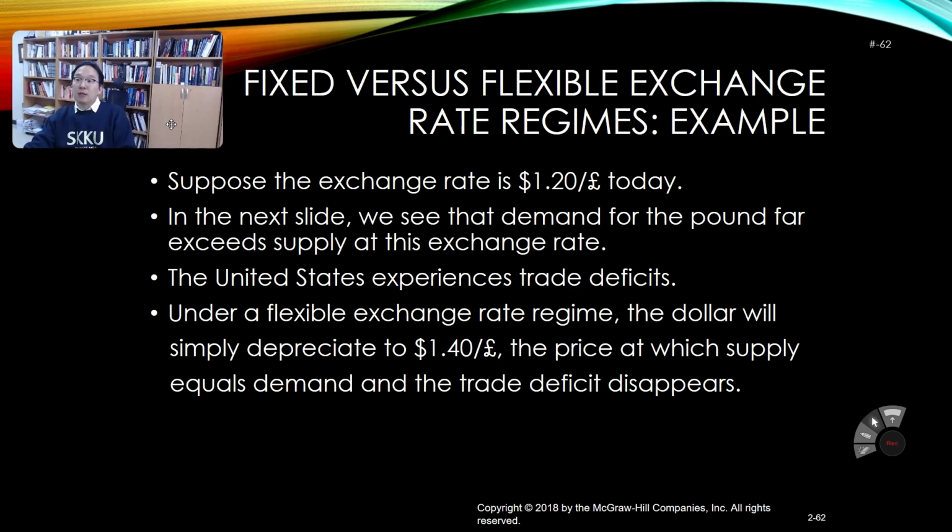And then a fixed versus flexible exchange rate regime example. Suppose the exchange rate is $1.2 per pound today. In the next slide, we see that the demand for the pound far exceeds supply at this exchange rate, and the United States experiences trade deficits. Under a flexible exchange rate regime, the dollar will simply depreciate to $1.4 per pound, the price at which supply equals demand, and the trade deficit disappears.